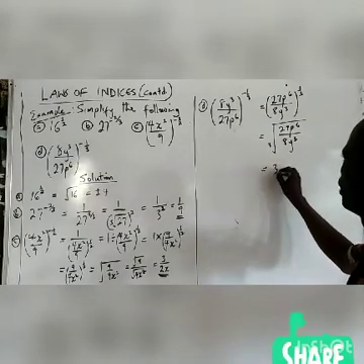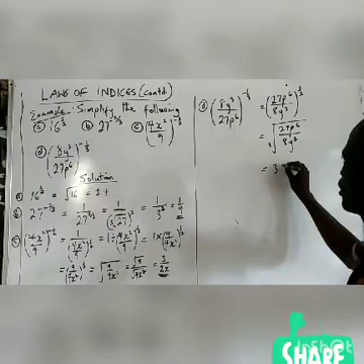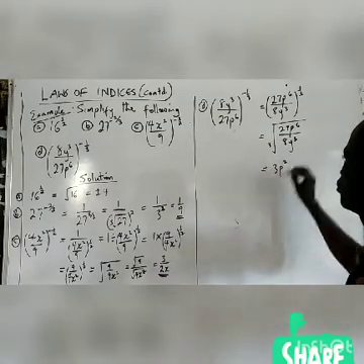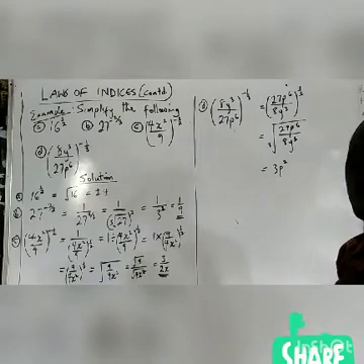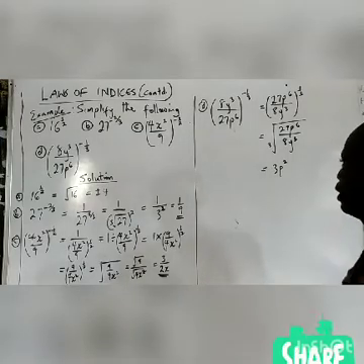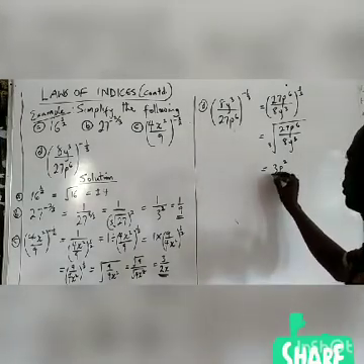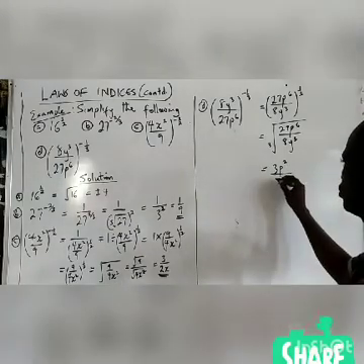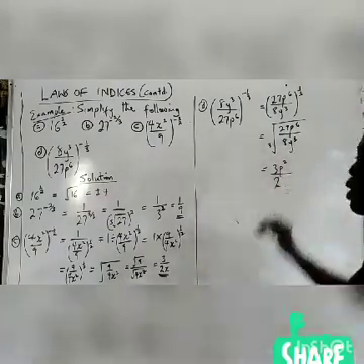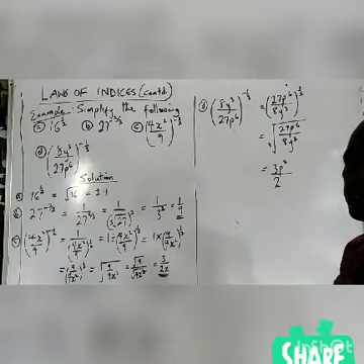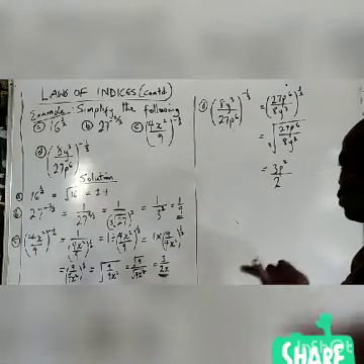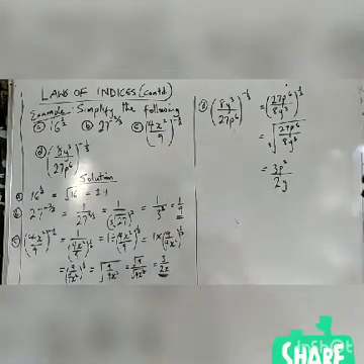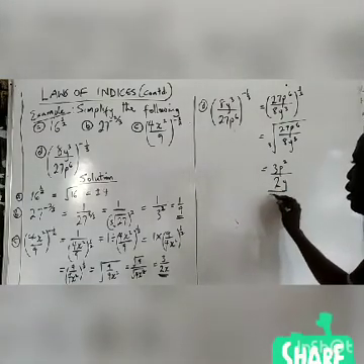27 is 3. P raised to power 6 is P raised to power 2. Then the denominator 8. What can we multiply 3 times that will give us 8? It is 2. Y raised to power 3. What can we multiply 3 times that will give us y raised to power 3? It is y. Y times y times y gives us y cubed. So simplifying that gives us this final answer.